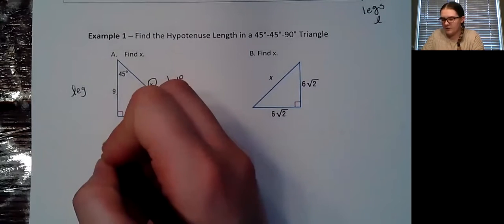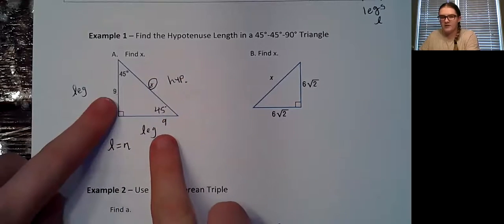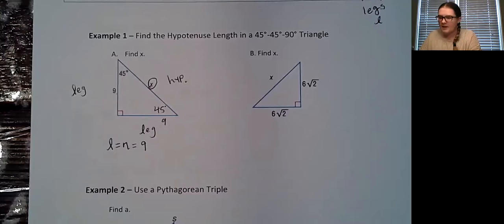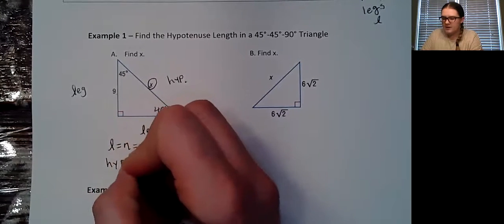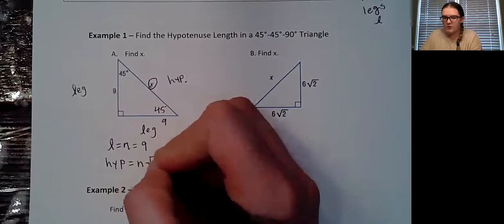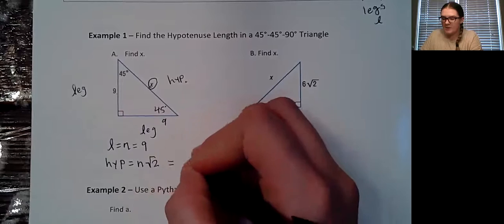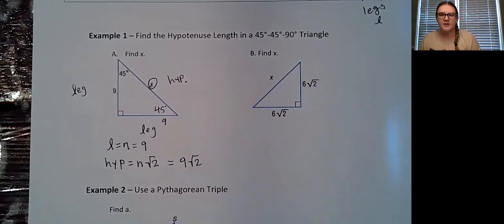Well, from above, I told you that the leg lengths, L, are equal to n. Both of our legs are equal to 9, so in this case, n equals 9. And then I told you the relationship is that the hypotenuse is equal to n square root of 2. I'm simply going to substitute in my 9 for my n, so my hypotenuse is going to equal 9 square roots of 2.